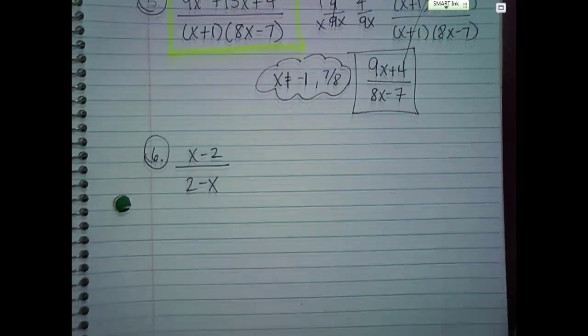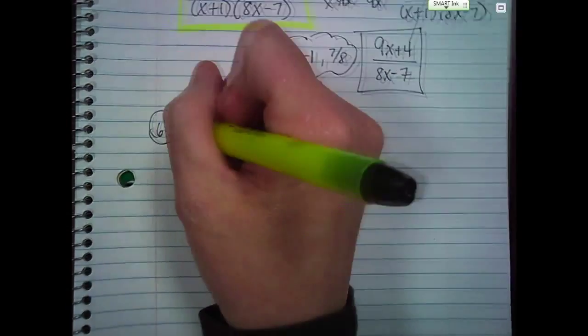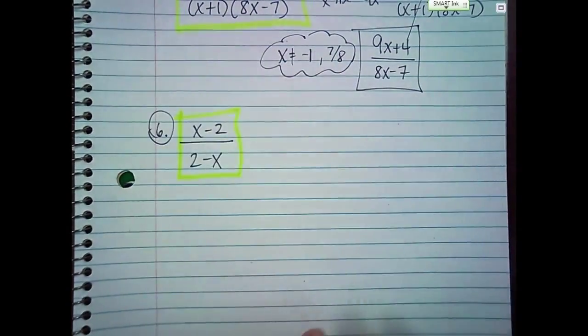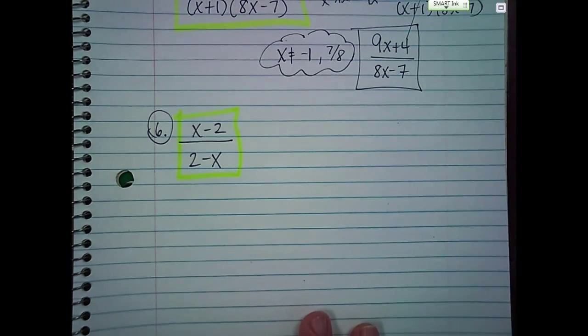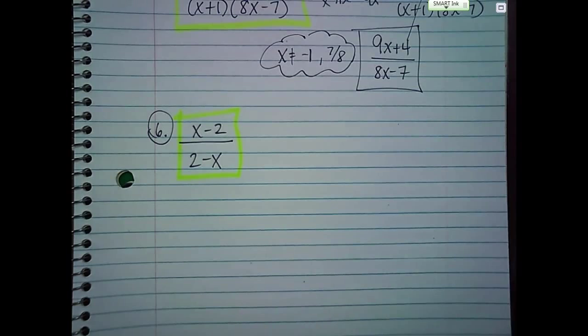Now, for number 6, what do you notice about these? Some of you can just glance at this and know the answer. But what do you see that's weird about it? Any answer. There's lots of different things that could tell me that's different. They use the same numbers. Same numbers. Excellent. What about the same numbers, though? The signs are opposite. The signs are opposite. Right.